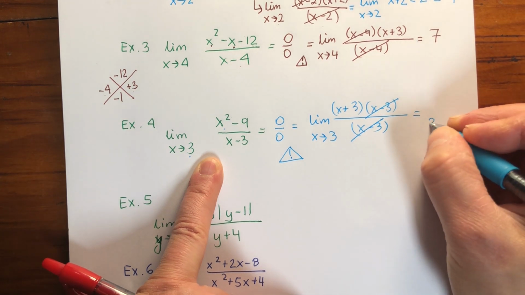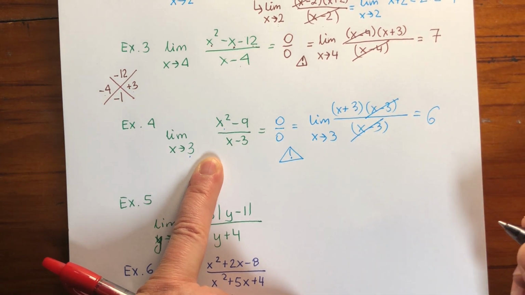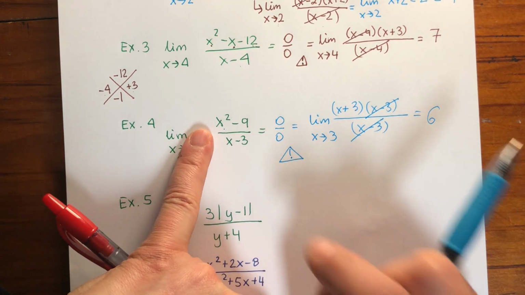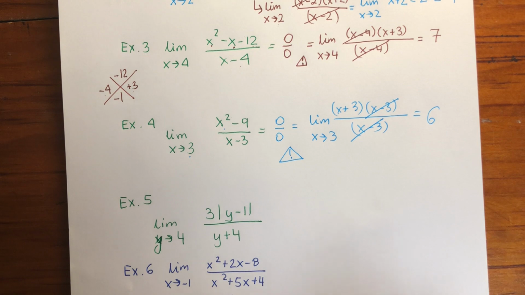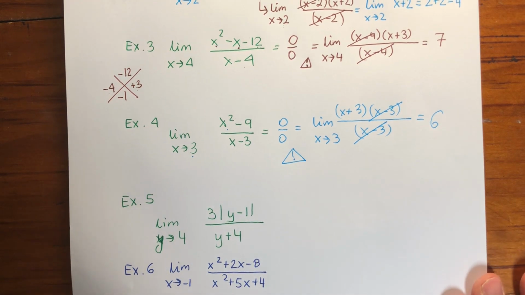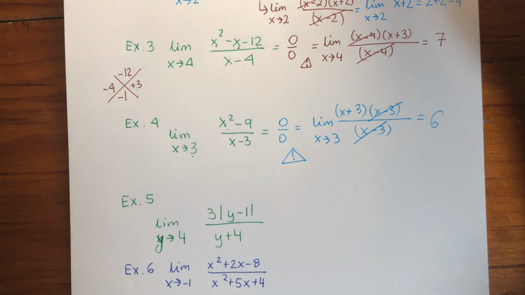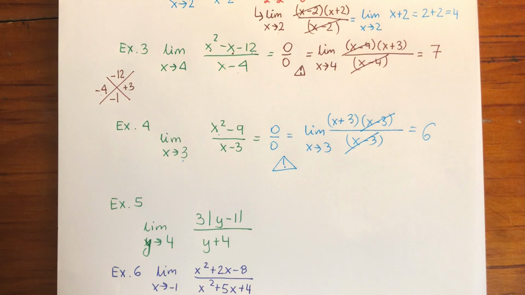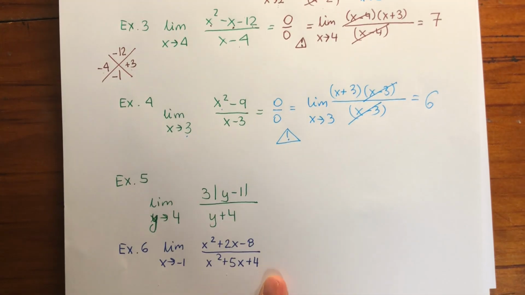3 plus 3 is equivalent to 6. Again, 3 does not belong to the domain of this function, but this is not a question right now. The question is, what is the limit? All right. Let's take a look at question number 5 because it looks interesting. I don't know if it's very interesting, but it looks funny.